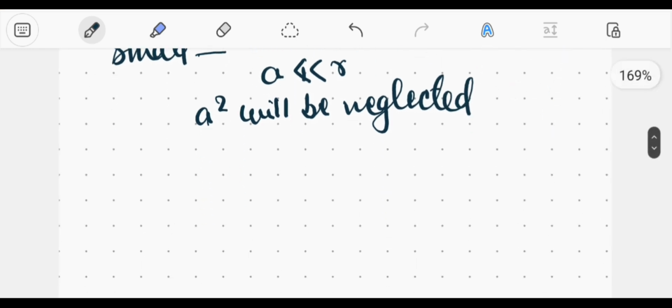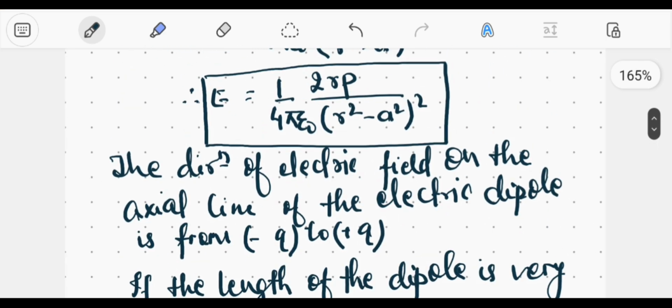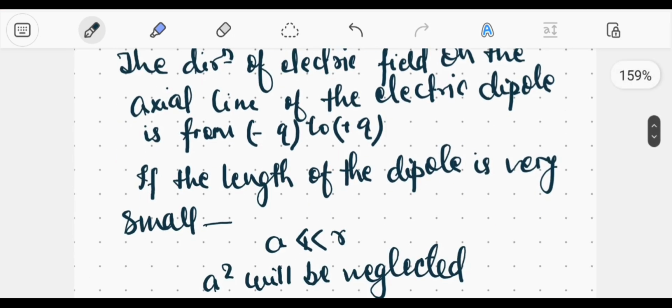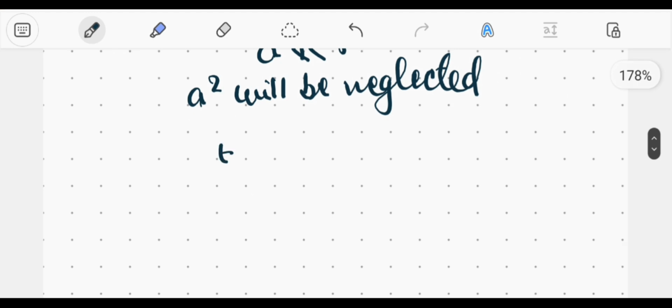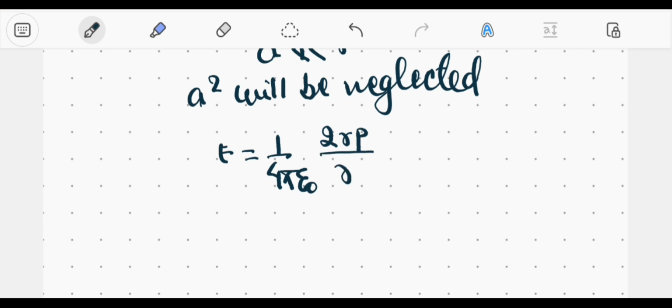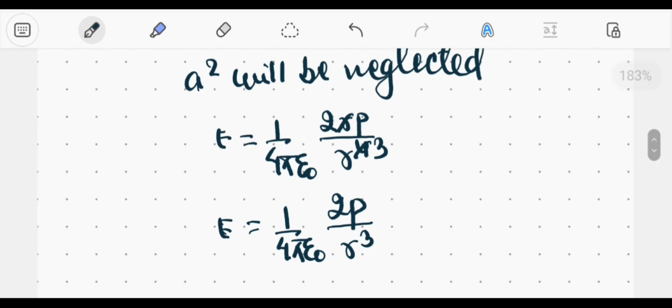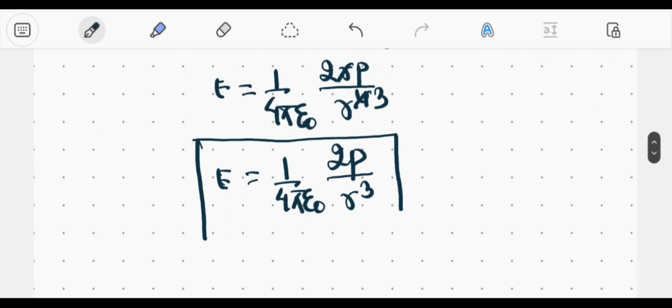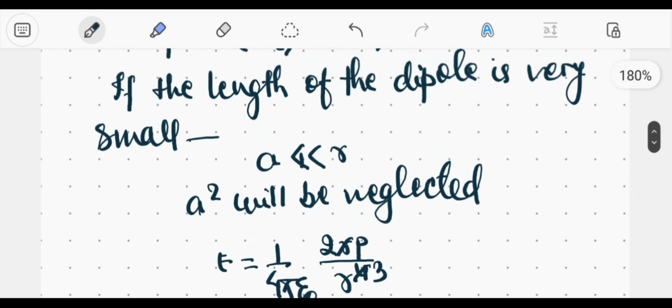Since a square is neglected, from this equation we will find that E will be equal to 1 by 4 pi epsilon naught 2rp upon (r square) whole square, that is r to the power 4. One r and one r get cancelled, we are left with E equal to 1 by 4 pi epsilon naught 2p upon r cube. So this is the formula. Finally we get it. I hope you understood the things very nicely.